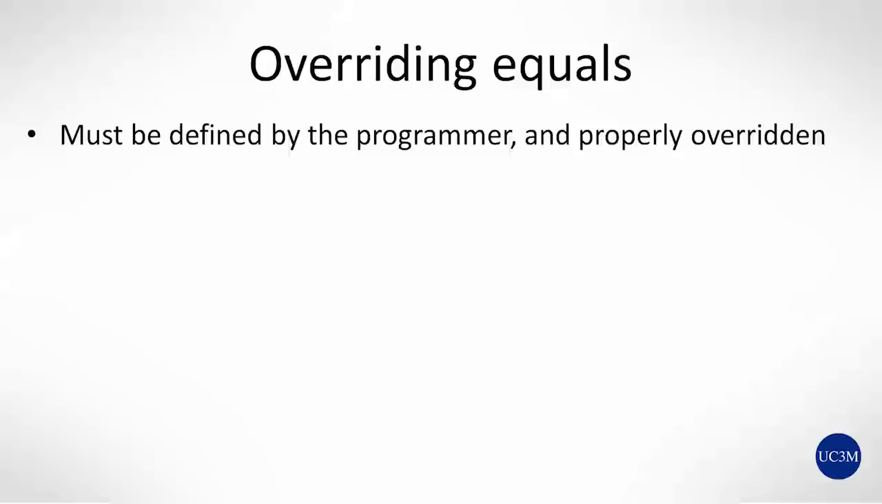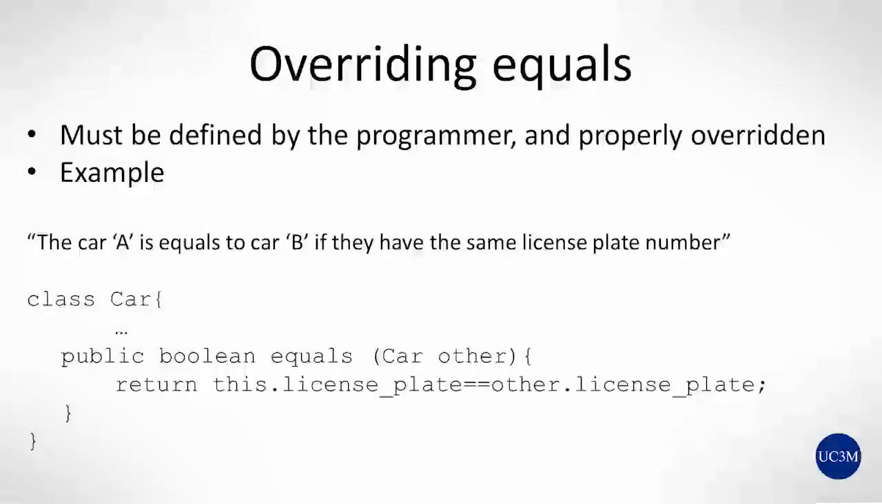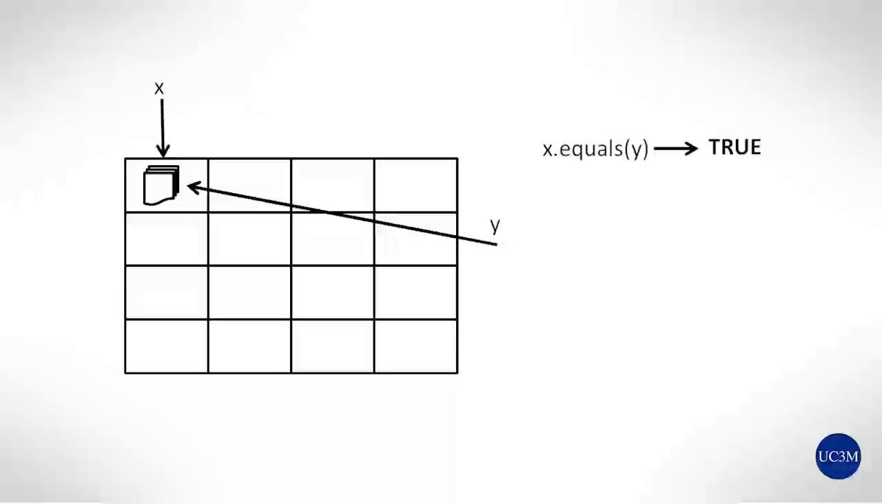For example, we can consider that two cars are equal if they have the same plate number, as both the color and owner of one car could change. If the method equals is not overridden, it will indicate that two objects x and y are the same, thus returning true, if they refer to the same object, which means that they are placed in the same location in the physical memory of the system.